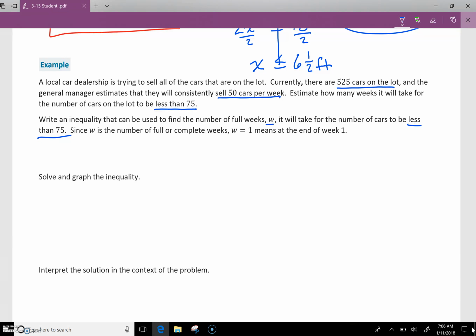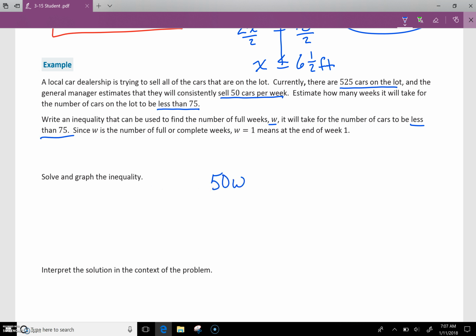So a lot of words there, but this is very much like the problems we did yesterday. Here's what we know. They're going to sell 50 cars per week. They had 525 cars to begin with, so 525 is actually going to go here, and then we are going to take away 50 cars per week, and we want that to be eventually less than 75 cars total. There's our inequality.